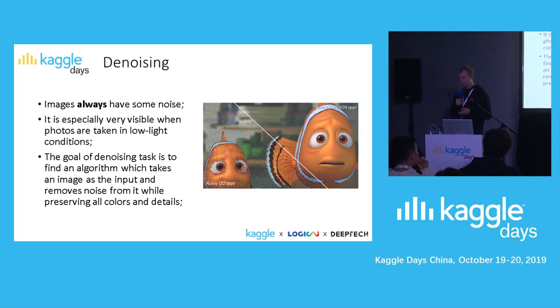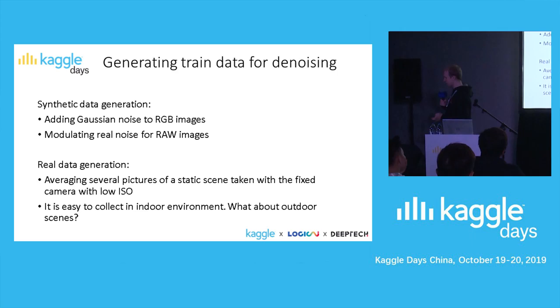Another very important problem is image denoising. Because, as I said before, the sensor size in a smartphone camera is very, very small. So when the sensor is small, the images will always be noisy. And the task here is to remove this noise while saving details in the image. And the output image of our algorithm, of course, should have the same content as the input, and colors also should be the same. So this is the problem statement.